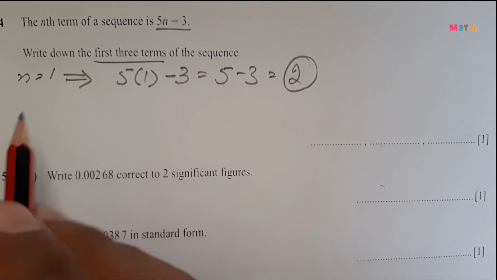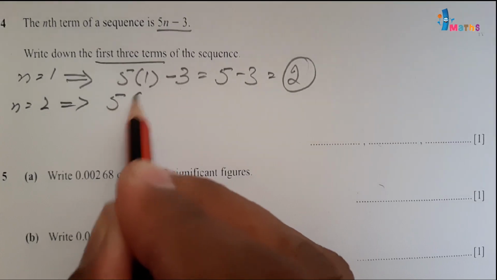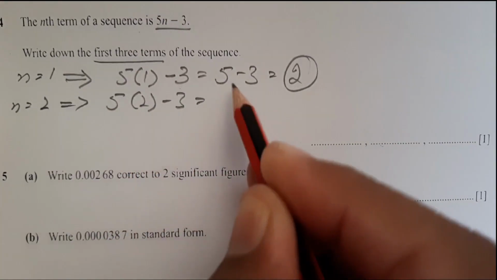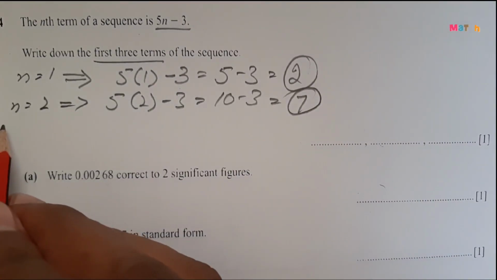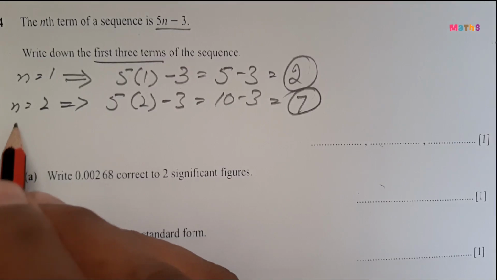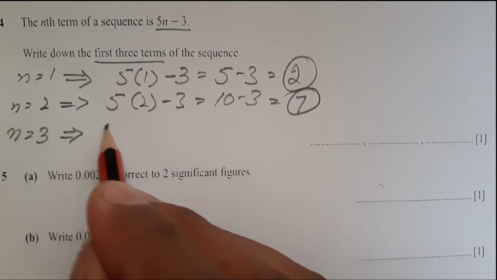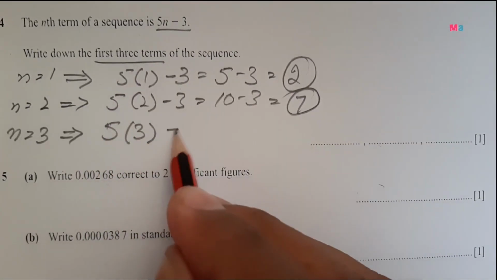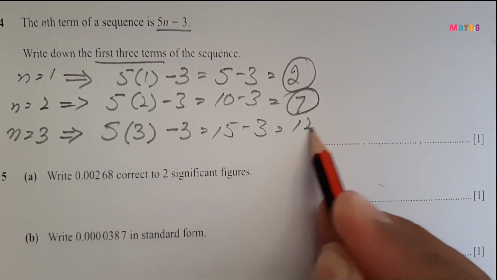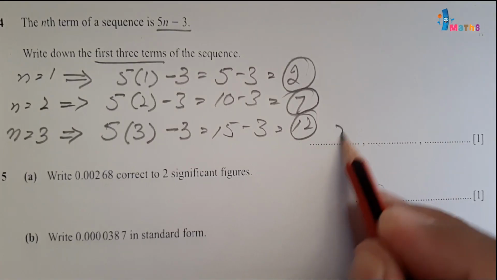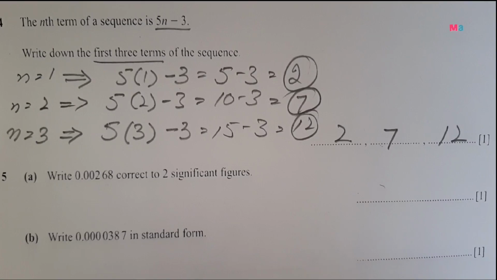So the first term will be 2, and we will replace n is equal to 2, which implies 5 into 2 minus 3, equal to 10 minus 3, which is equal to 7. So the second term will be 7, and we require three terms. So for the third term n is equal to 3. This implies 5 into 3 minus 3, which is equal to 15 minus 3, which will be equal to 12. So our three required terms will be 2, 7 and 12.